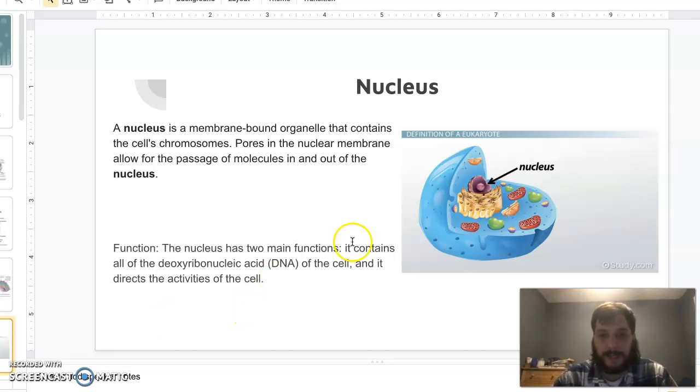So it has two main functions. It contains all the DNA, which I kind of went over, and it also directs the activities of the cell. So it's kind of like the center control area, and it really directs everything that the cell does.